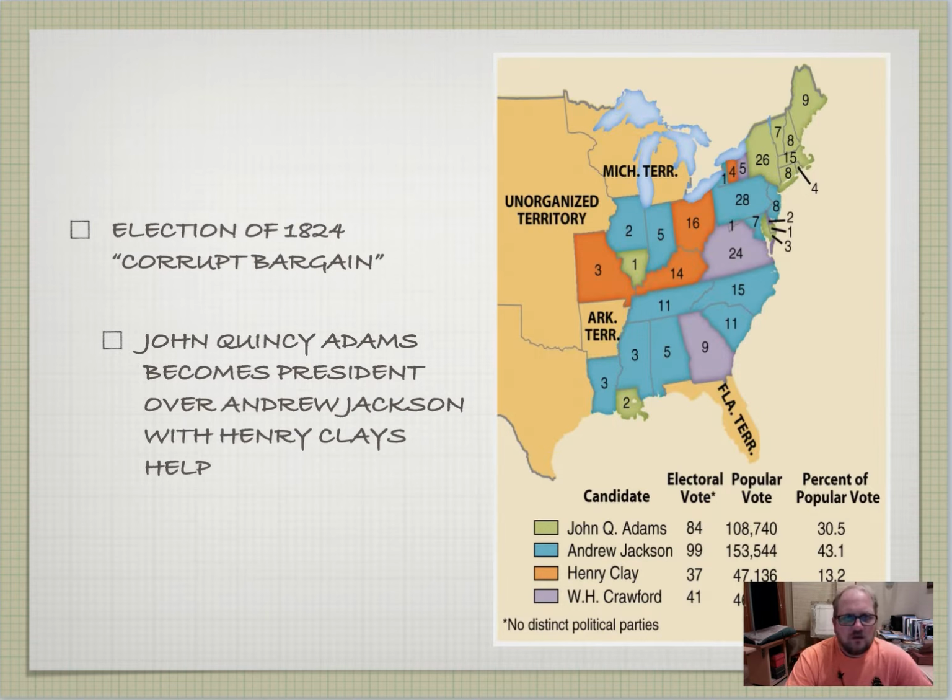The corrupt bargain was another big political aspect that happened in 1824. This happened when, even though Andrew Jackson won the popular vote by a large margin, John Quincy Adams will win the presidency because no one candidate will win the Electoral College. They will go to the House of Representatives, and the Speaker of the House is Henry Clay. He will give his support to John Quincy Adams in this corrupt bargain, and in return become the Secretary of State.